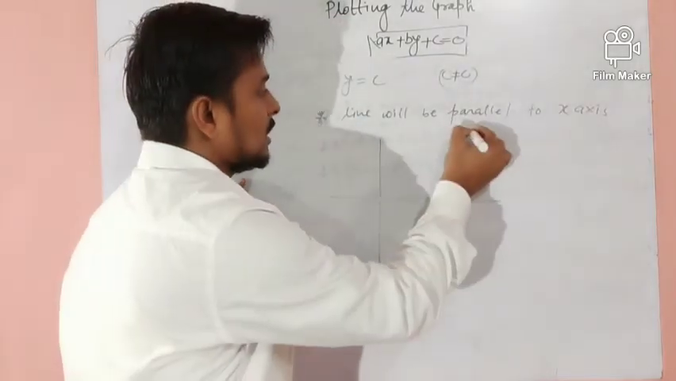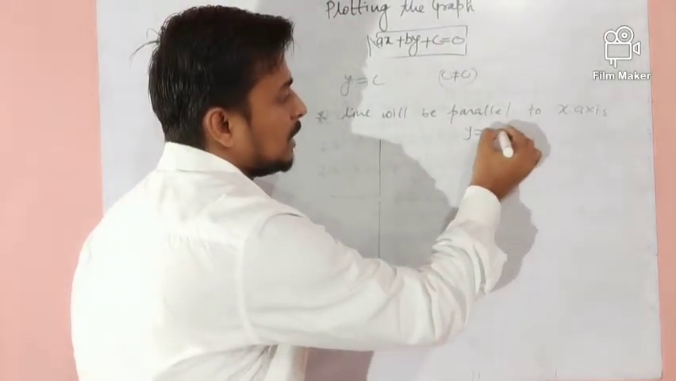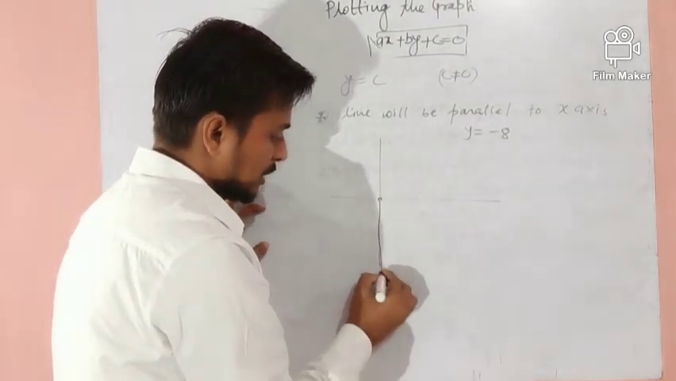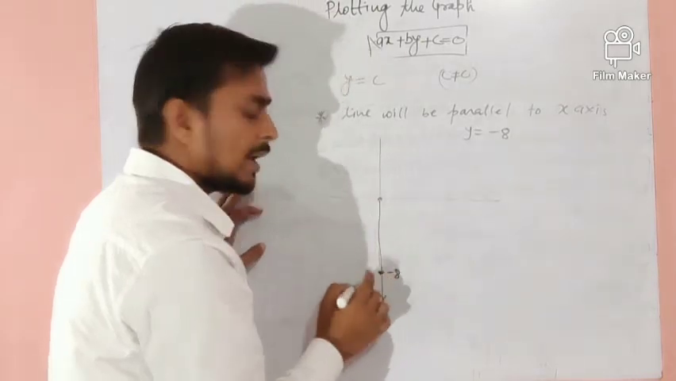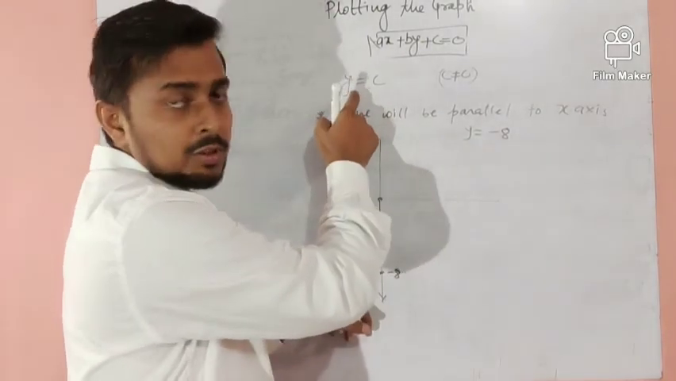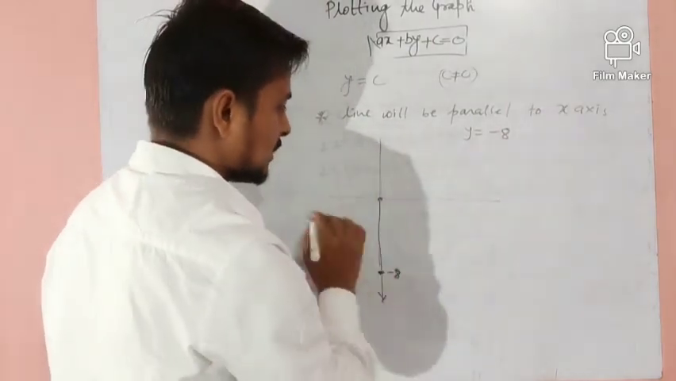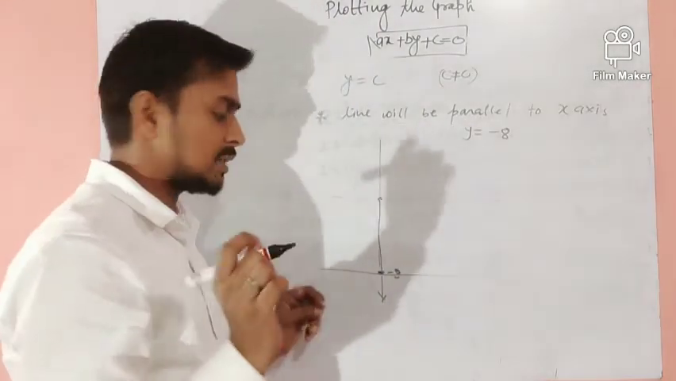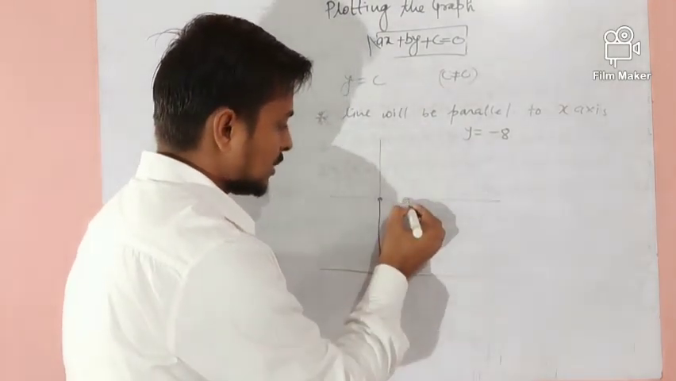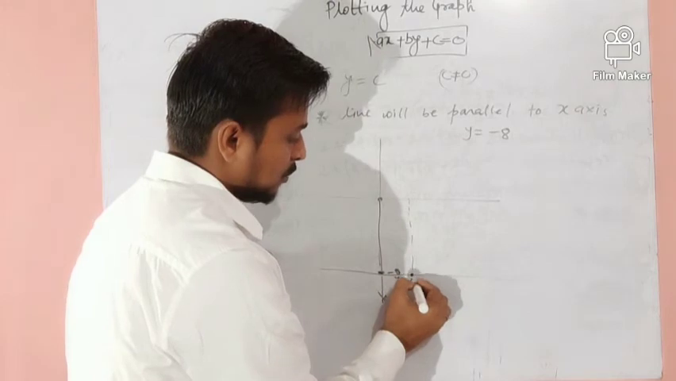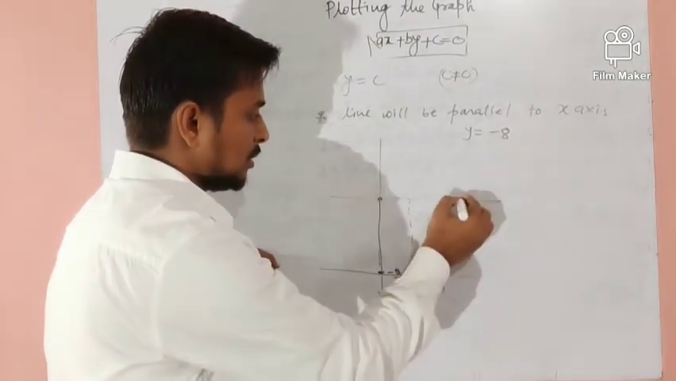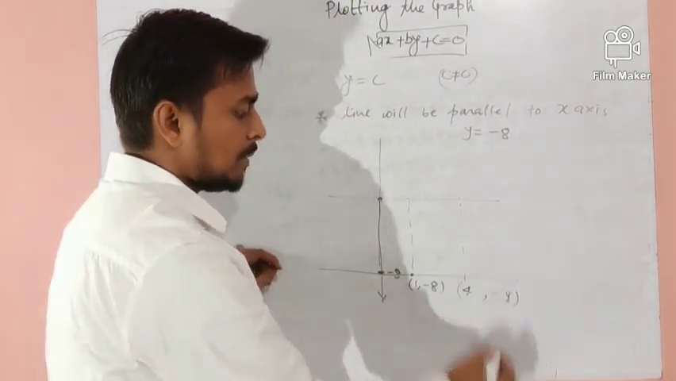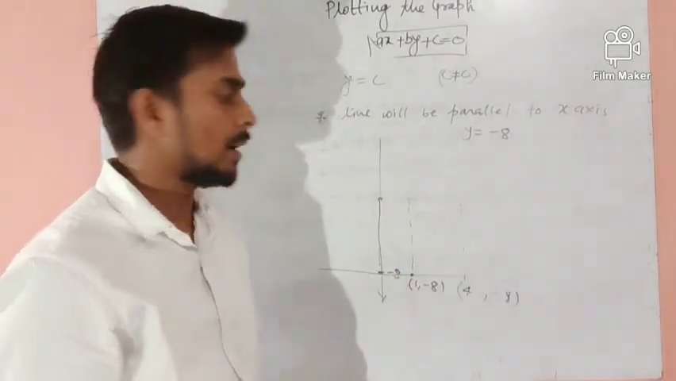Parallel to x axis means, example, y is equal to minus 8. So where is minus 8? In the negative direction. Suppose here minus 8. So draw a parallel line to the x-axis opposite to it. Parallel to x-axis means this is x-axis, so the line will be parallel to this. If you are facing difficulties, then take another point. That point will be, suppose, 1 comma minus 8. You can take y fixed at minus 8, 4 comma minus 8, anything, and draw the parallel line.